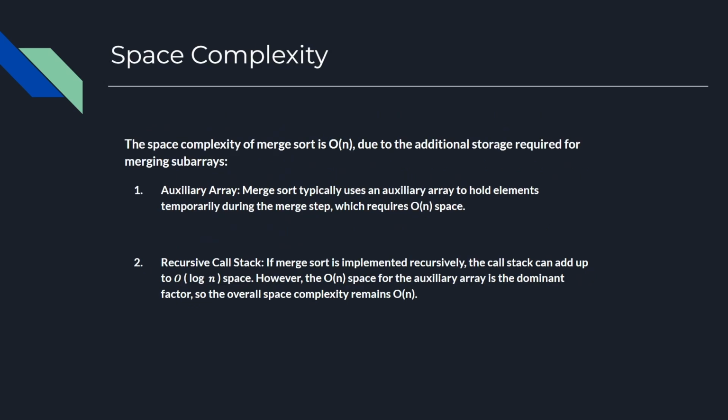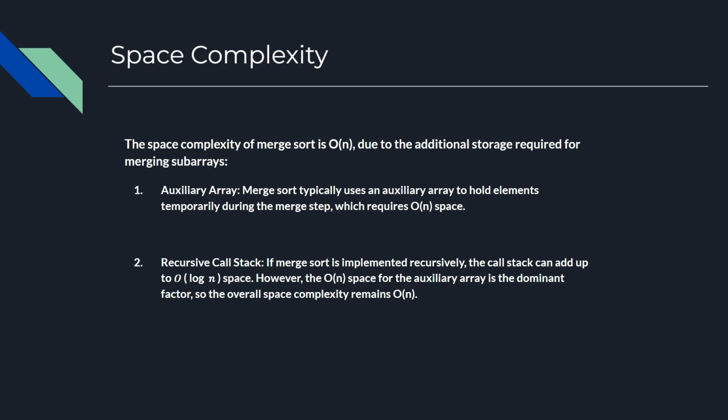Lastly, we will talk about the space complexity. The space complexity of the MergeSort algorithm is O of n, primarily due to the extra space required during the merging process. The auxiliary arrays, which can also be called helper arrays, are the arrays that we use to temporarily hold elements while it merges subarrays. Since this array holds the same number of elements as the original array, it requires O of n space.